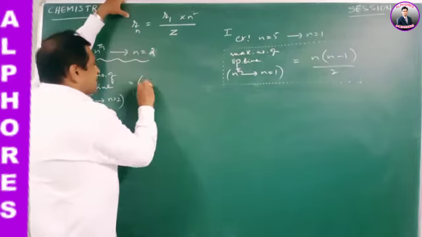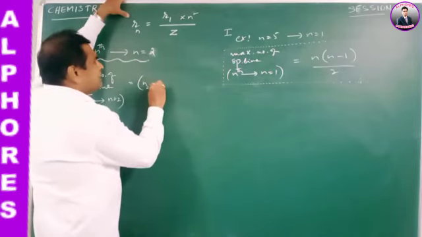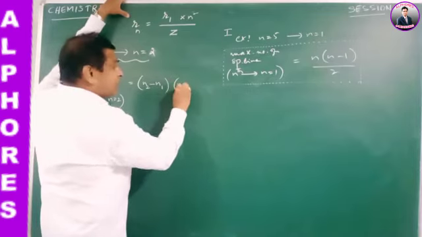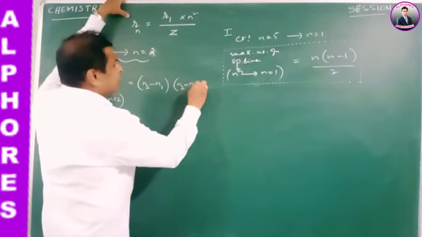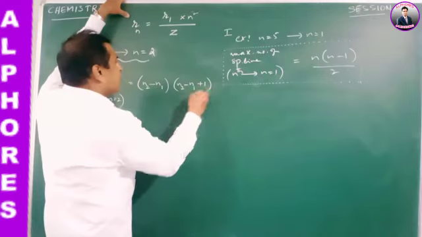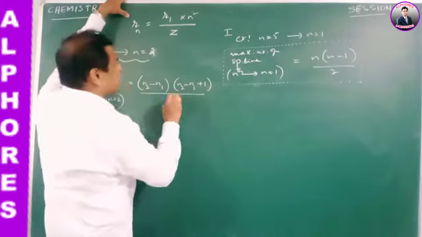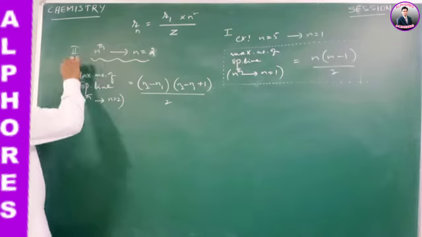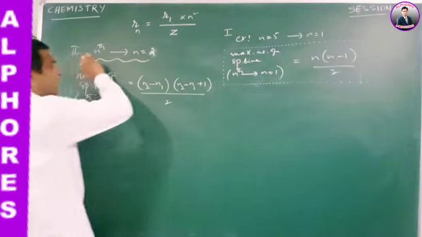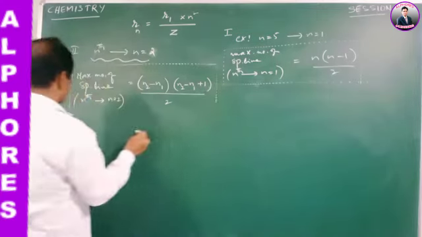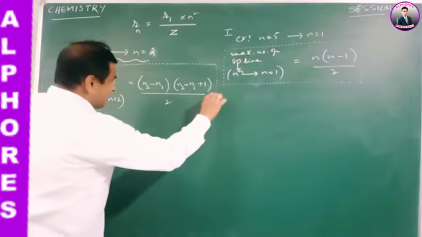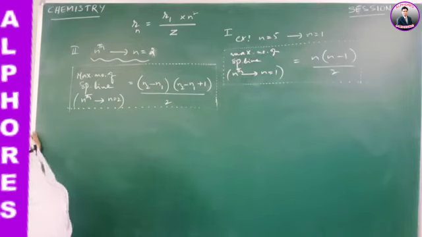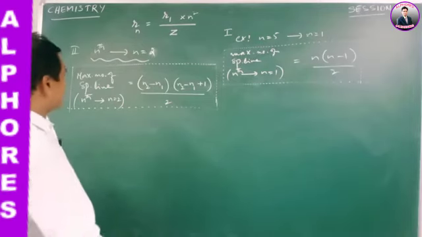So that is, higher energy level minus lower energy level, into higher energy level minus lower energy level plus 1, by 2. That is the approach. Okay. So first, understanding is different and remembering is different. Once the concept is clearly understood, please make a note and remember it perfectly.